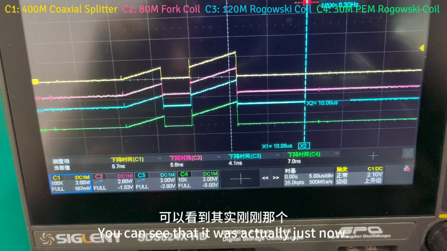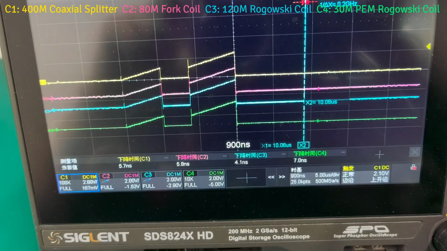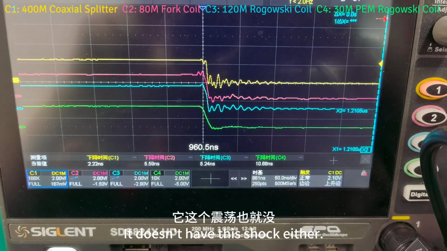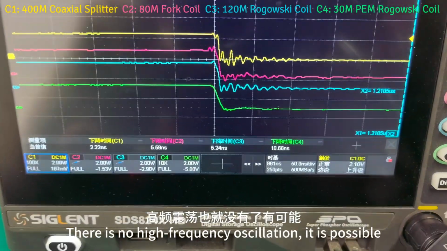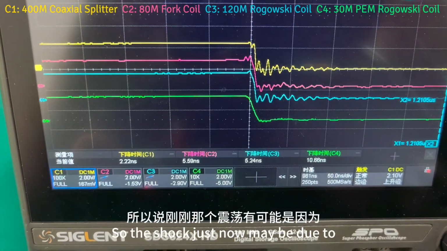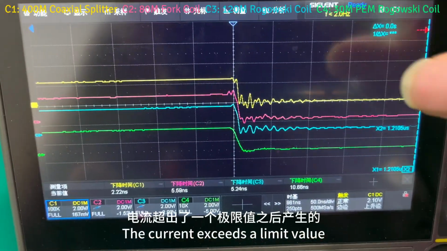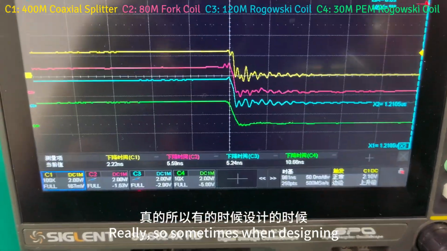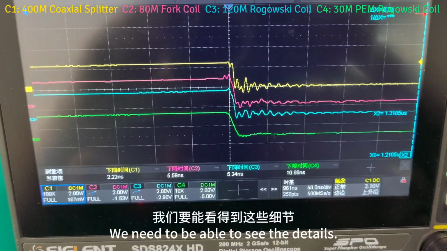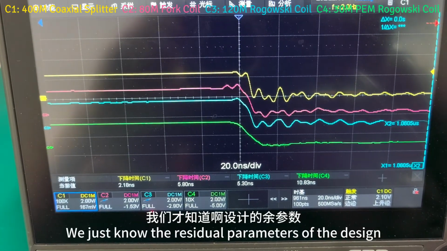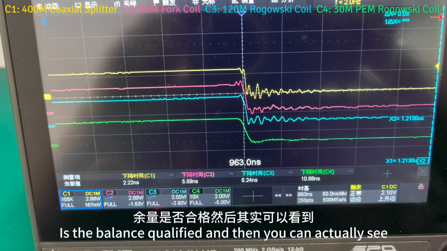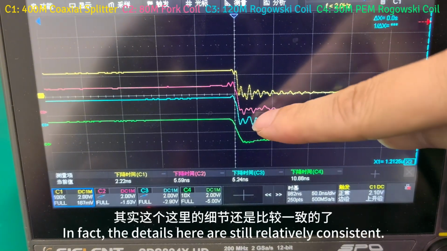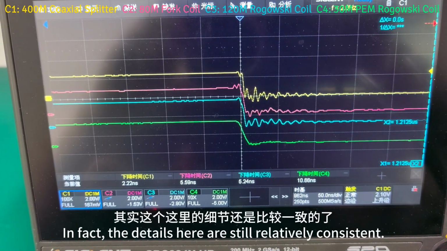You can see that it was actually just now. Then we reduce the current. It doesn't have this shock either. There is no high-frequency oscillation. So the shock just now may be due to the current exceeding a limit value. So sometimes when designing, we need to be able to see the details, so we know the residual parameters of the design and whether the balance is qualified. In fact, the details here are still relatively consistent.